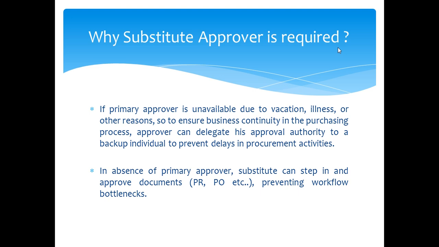If any primary approver is unavailable or absent due to some reason, such as vacation, illness, or any other reason, then to ensure business continuity in the purchasing process, that primary approver can delegate his authority to a relevant backup person to prevent delays in procurement activities.